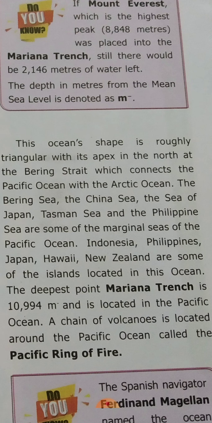The deepest point, Mariana Trench, is 10,994 meters and is located in the Pacific Ocean. A chain of volcanoes is located around the Pacific Ocean called the Pacific Ring of Fire. So which one is called the Pacific Ring of Fire? A chain of volcanoes located around the Pacific Ocean.